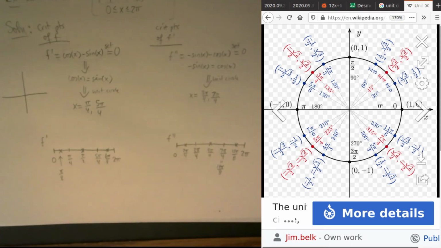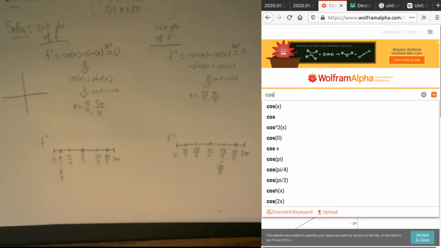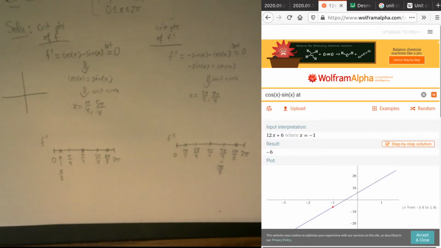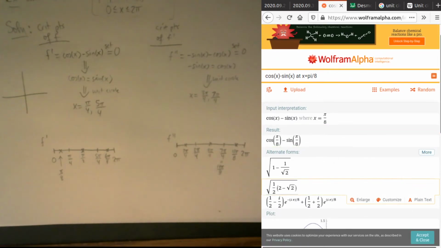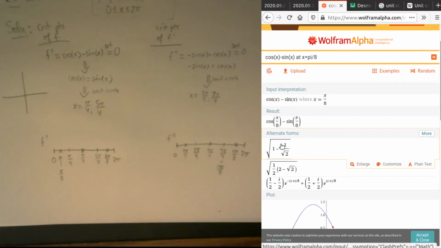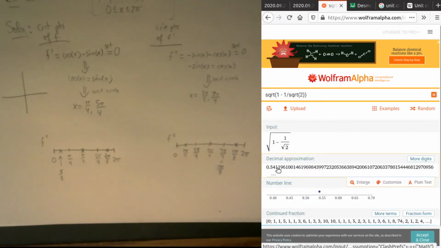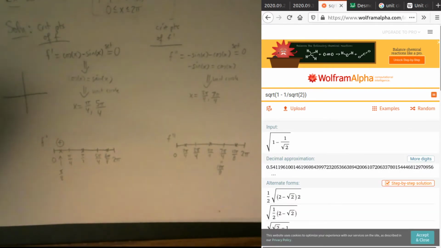So all I got to do now is calculate these things. My f prime was cosine x minus sine x, and I'm going to calculate it at x equals pi over 8. Can't really do that with the unit circle, but that's okay. We get some nasty looking result, but if we click on it, we see that it's positive. So we get a plus right there.